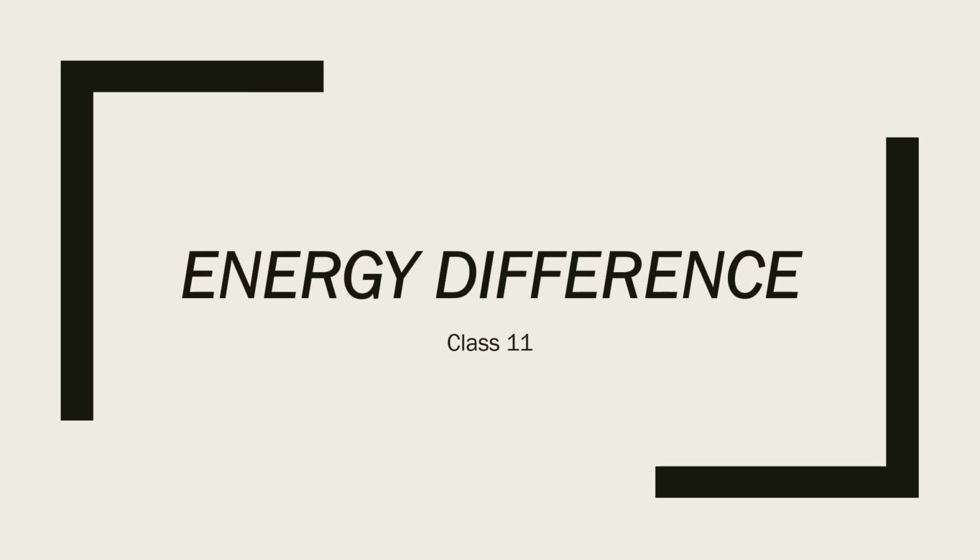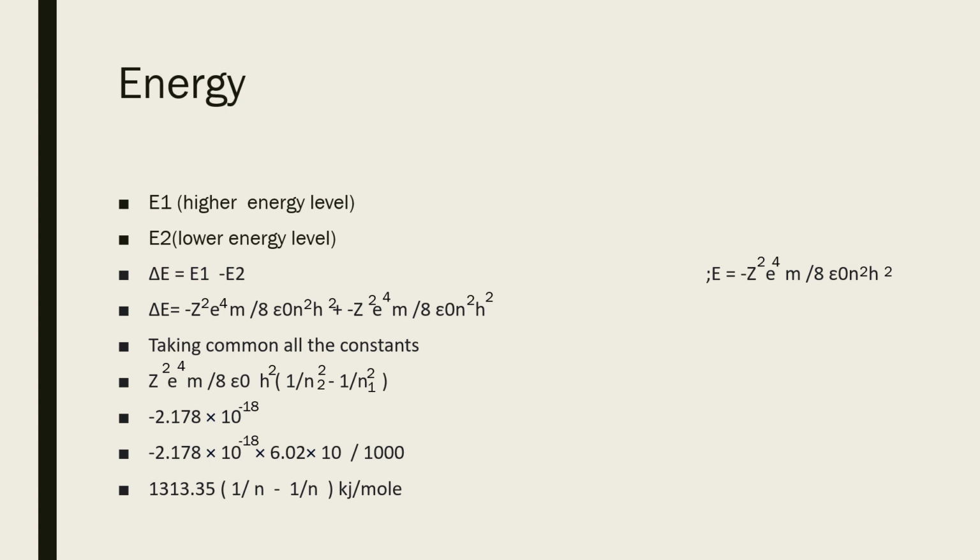In this lecture, we're going to discuss the energy difference. As I taught you, energy is the ability to do work. Today we're going to talk about the energy levels. There are two energy levels, E1 and E2.